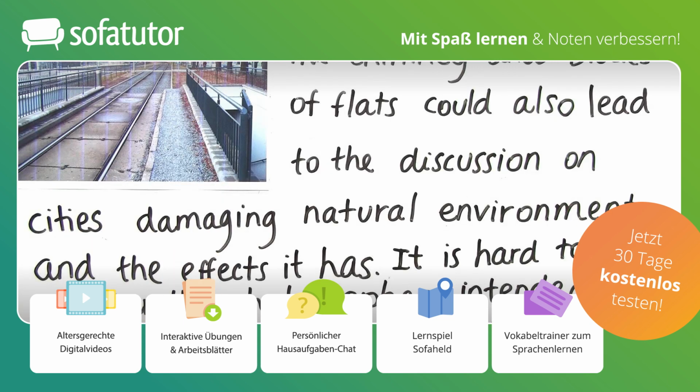The chimney and blocks of flats could also lead to the discussion on cities damaging natural environment and the effects it has. It is hard to say whether the photographer intended such a message when he took this picture or whether it just happened by coincidence.